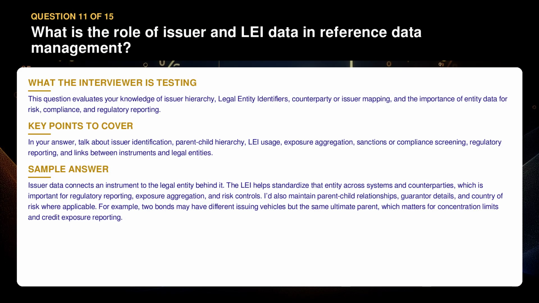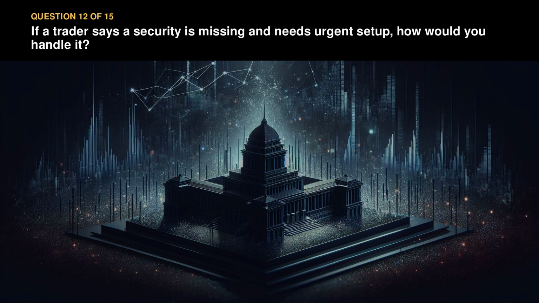For example, two bonds may have different issuing vehicles, but the same ultimate parent, which matters for concentration limits and credit exposure reporting. Question 12. If a trader says a security is missing and needs urgent setup, how would you handle it?